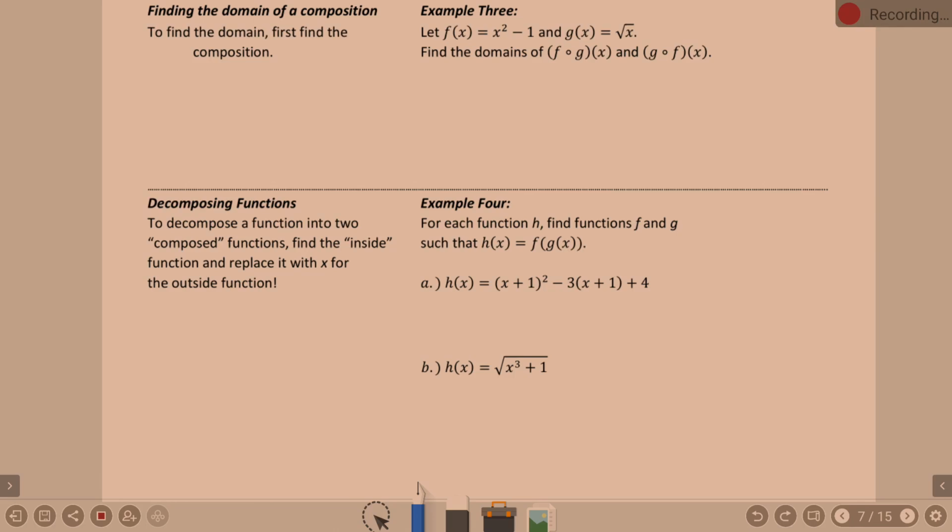So, as we talk about finding the domain, the first thing they want you to do is find whatever you're being asked to find. In this case, we're being asked to find the domains of fog and gof. So I'm going to start by finding fog. So f composed with g of x. Remember that can be rewritten as f of g of x.